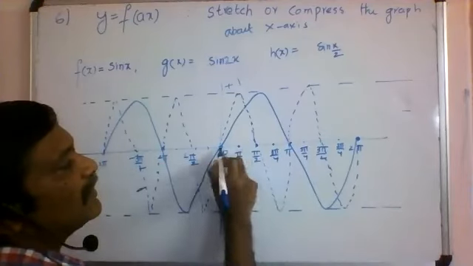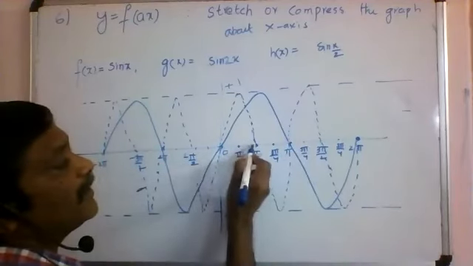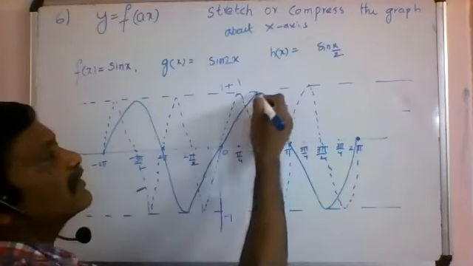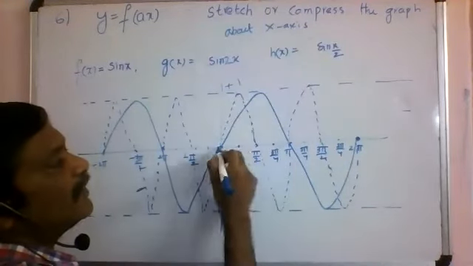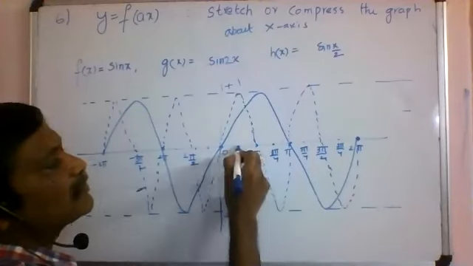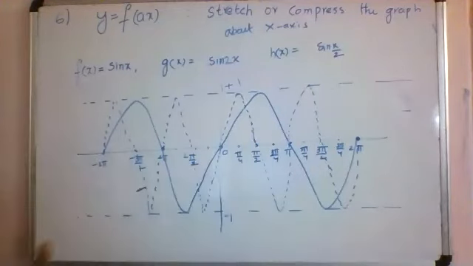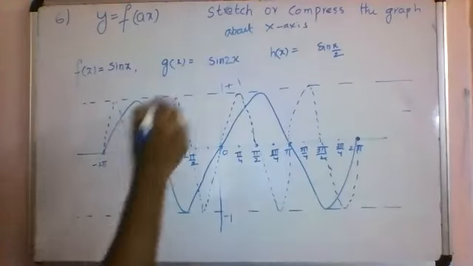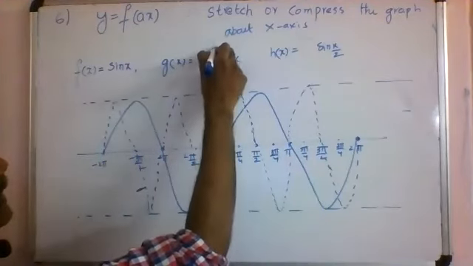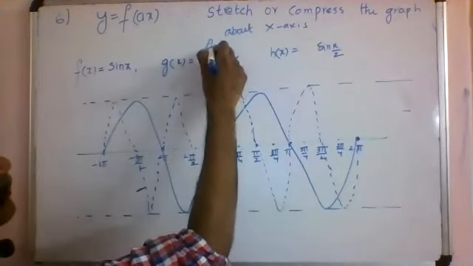If it travels a distance of 0 to pi by 2, when it reaches pi by 2, then the graph is coming to 1. But here, when x value comes to pi by 4, it is reaching 1. So a little bit faster than this. That's why we call this a fast graph or active graph.